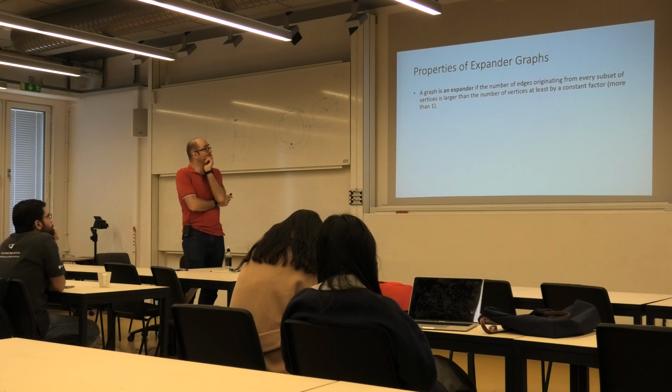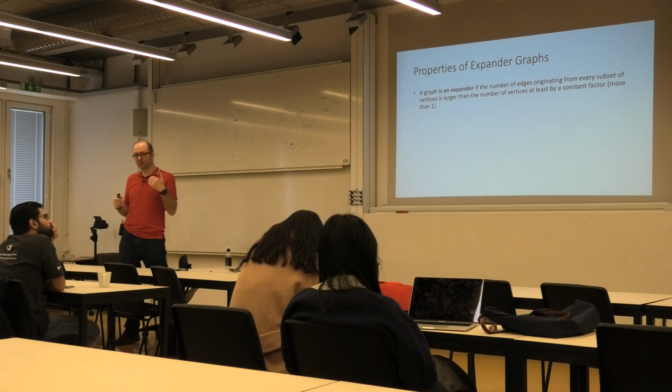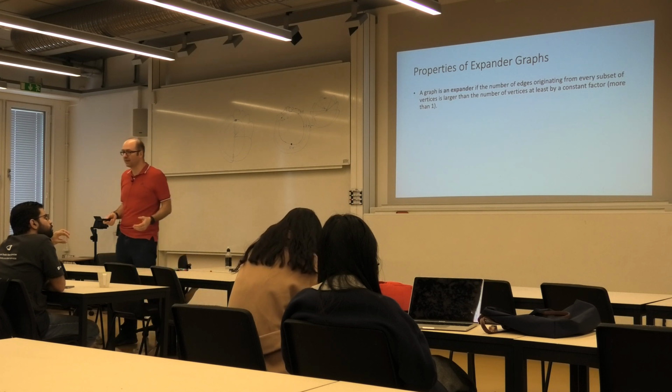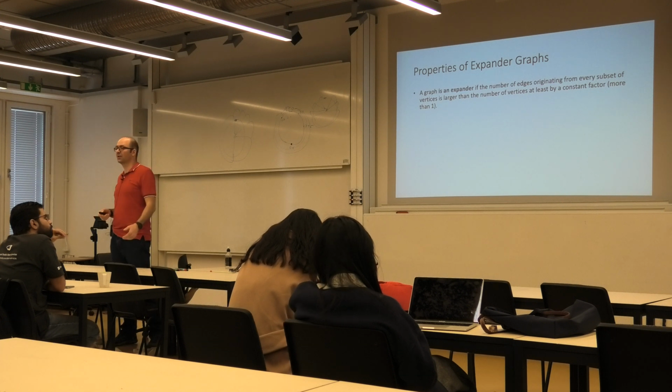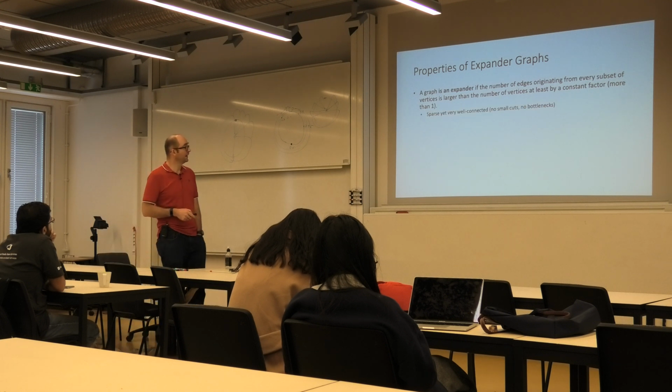So basically, we say a graph is an expander if the number of edges originating from every subset of vertices is larger than the number of vertices at least by a constant factor. Basically, if it is a good expander, you have to work harder: you have to cut at least, say, k edges to isolate k nodes. If it is less, then maybe the attacker could do it very efficiently. So what we say is that these graphs are sparse yet very well connected.